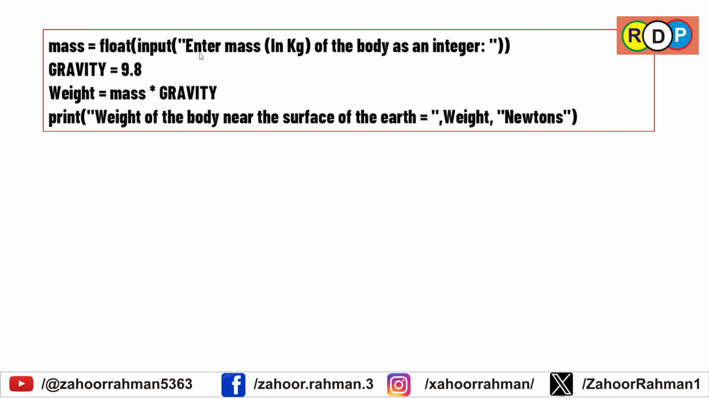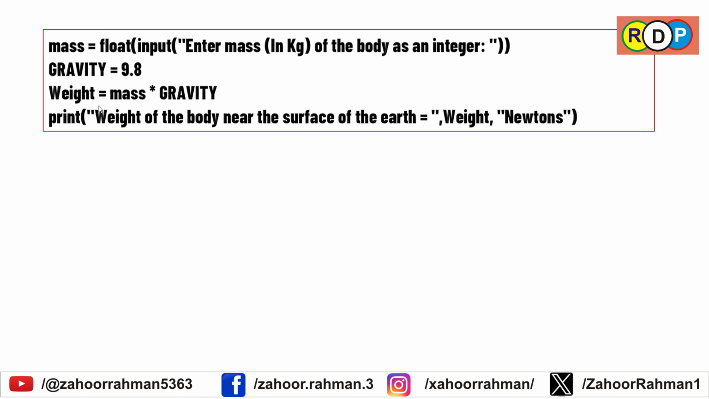Here I am giving the user a prompt: enter mass in kilogram of the body as an integer. And you can see what I talked about: when you declare a constant in uppercase letters, although it is a variable, it will be considered a constant, not for the compiler but for the programmer itself. So gravity is equal to 9.8. If I change the value of gravity, I have to write the name gravity in uppercase, and I will quickly understand that it is a constant. I shouldn't change the value of this constant.